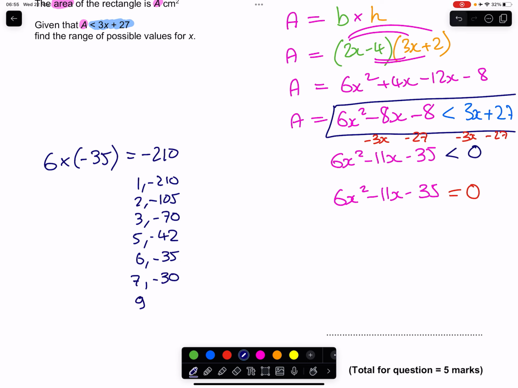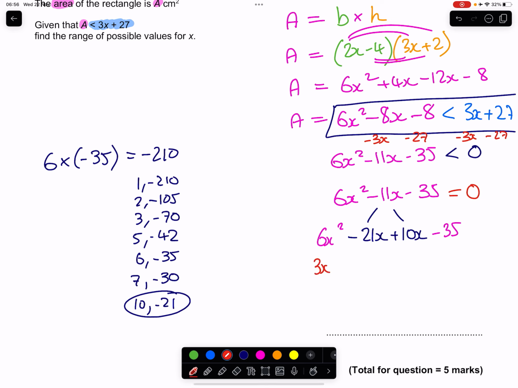9 doesn't work. 10 gives us a minus 21. There it is. So 10 and minus 21 are the two numbers that combine to make minus 11. So we have a plus 10. I'm going to write the negative first: negative 21x plus 10x. We have a 6x squared here and a negative 35 there. The highest common factor of the first two terms is 3x, giving us a 2x minus 7. Draw a line down the middle, which means a plus 5 needs to go on the outside, giving us 3x plus 5 in one bracket and 2x minus 7 in the other.